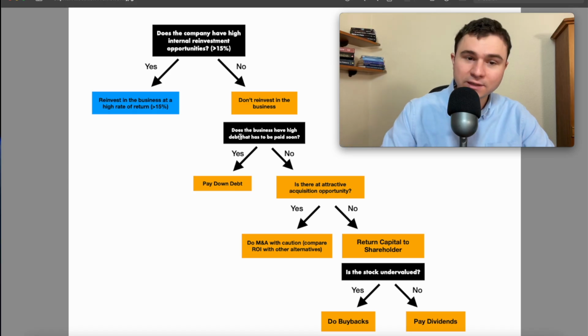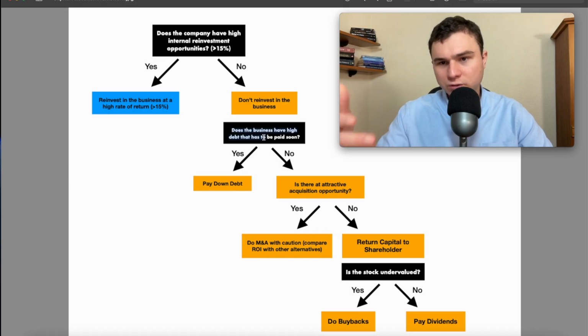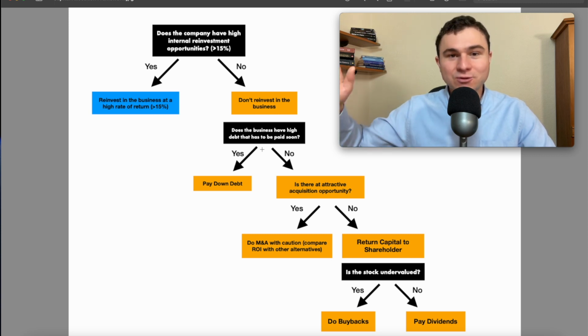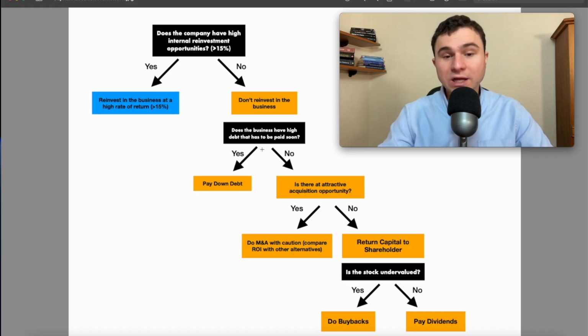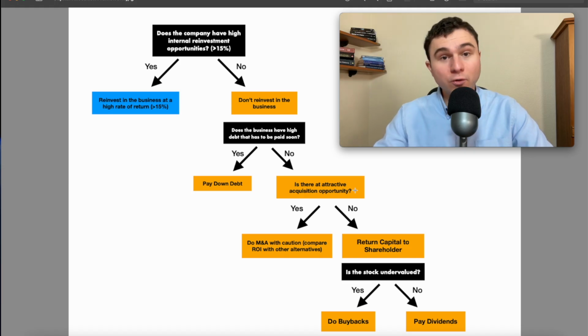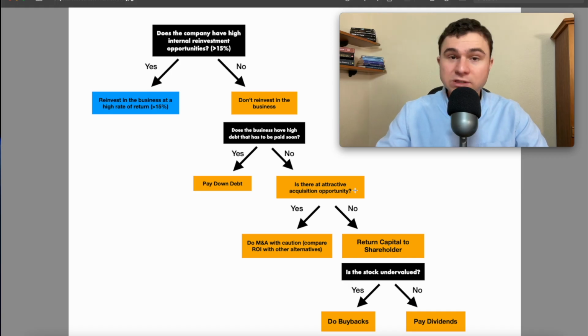So if you have some debt that has to be paid soon, like the next maturities are soon, pay down debt. If this is long-term debt that is due in 2032, just wait. That's fine. You can continue with the next question. Is there an attractive acquisition opportunity? I don't like M&As. I don't like acquisitions, mergers, because that's a lot of deception. That's a lot of promises from management. They expect beautiful synergies, margin accretion, and most of the time the synergies don't happen.